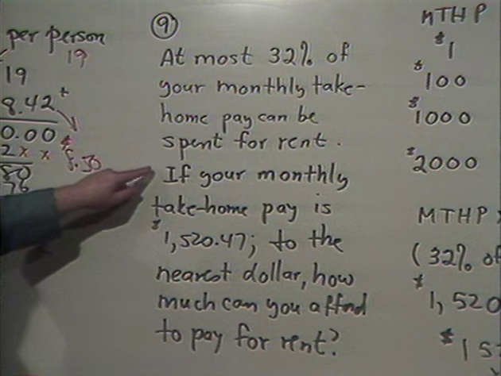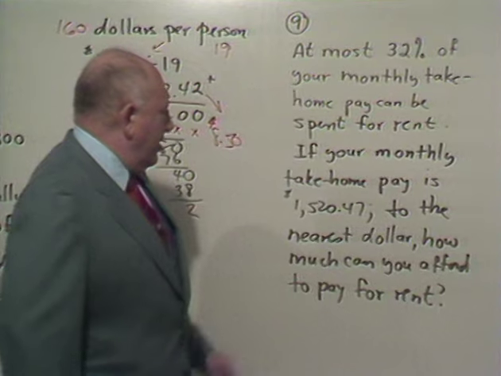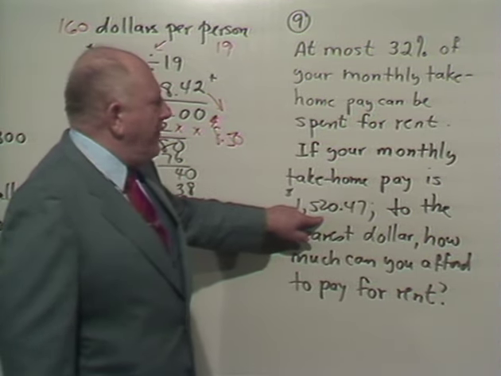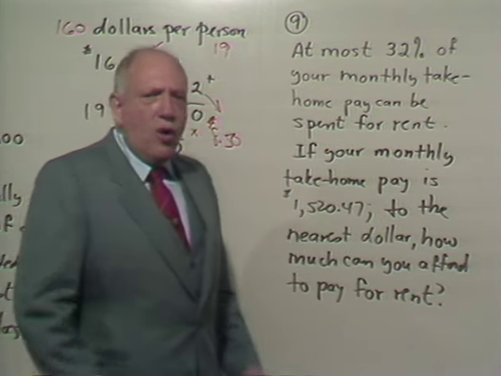And the question says, if your monthly take-home pay is $1,520.47, to the nearest dollar, how much can you afford to pay for rent? See, these numbers look a little bit messy. That's where the calculator is going to help you. But even with the calculator, if you don't know what to do, you're stuck. So what should we do?